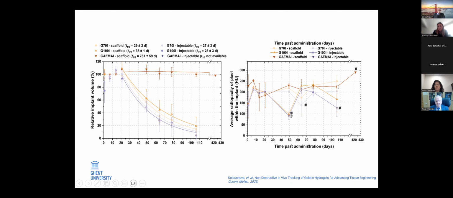in the beginning and at the end, it's almost the same. It fluctuates, but it's within the same range. So we concluded that this degradation is actually surface degradation, because the material is released from the surface, not within the material. Otherwise, the radiodensity would decrease.